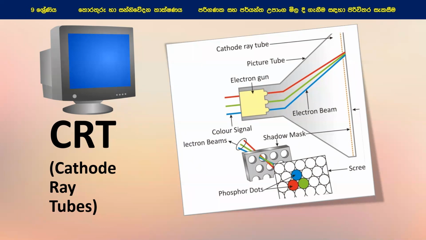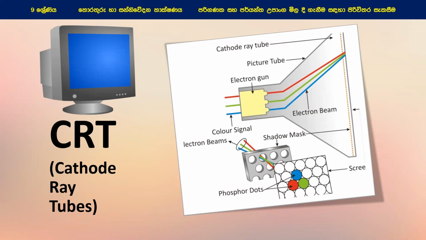And in your syllabus, they haven't asked us to teach you this kind of technical things. I'm just showing this to you to have an idea. So all you have to remember is CRT is the first of its kind, and it used these electron guns and the electron beams to create a picture on the screen, right? And it is big in size.